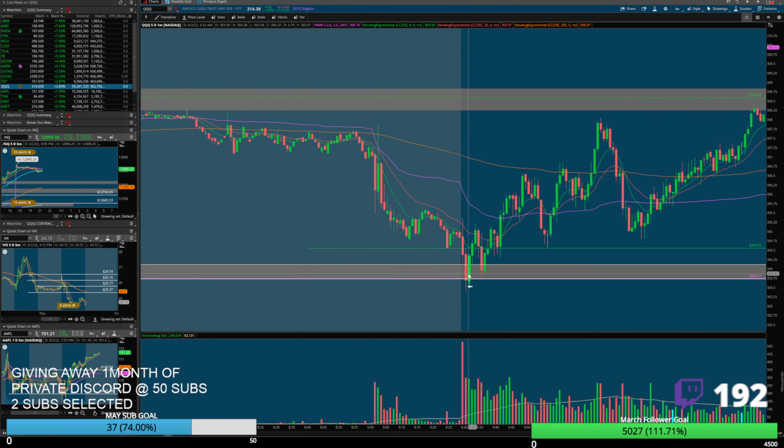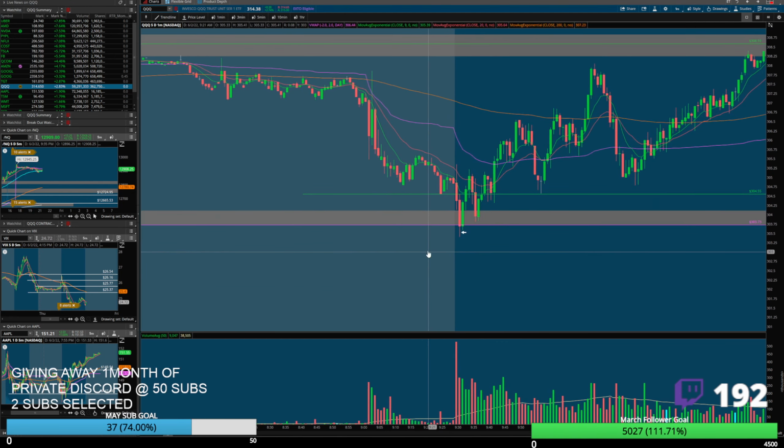I am only looking at calls until this point. For me to take puts, what do I need? Break through the demand zone and a base, right? I'll finish your statement there. And a base. A break and a base.